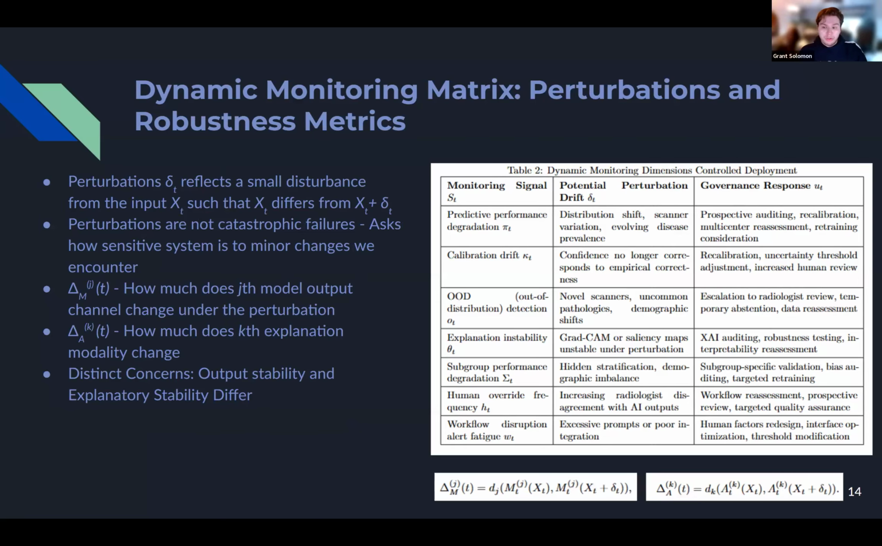Next slide. Perturbations are small real-world disturbances like scanner noise, demographic shifts, or protocol variation. We measure how sensitive both the model outputs and explanation systems are to those perturbations, because the model can have stable predictions and unstable explanations, or vice versa.